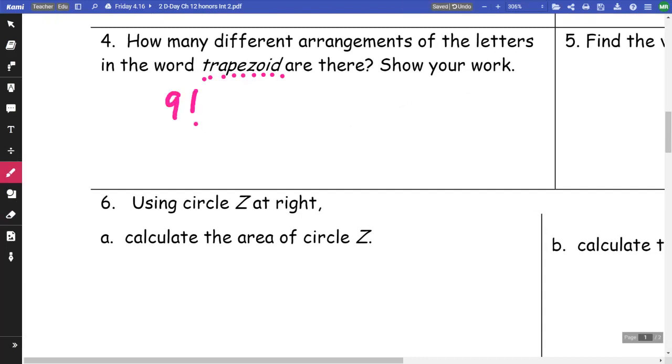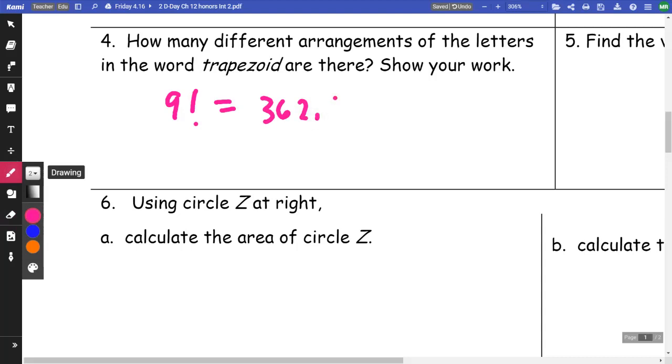But then I need to look and see if I have any repeats here. So no T, R, A, P. Nope, no repeats there. So it's going to be 9 factorial. And 9 factorial is equal to 362,880. That's going to be our answer.